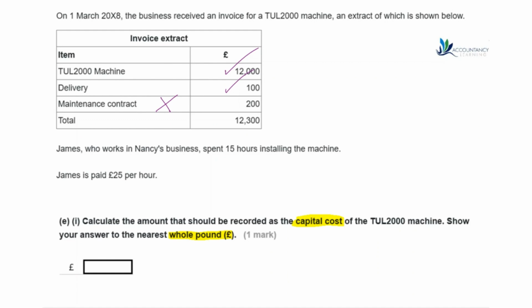The other thing we need to think about though is James and what he's done. So he's spent 15 hours installing the machine. Without that installation, we wouldn't be able to use the machine. So we have to include his costs. So 15 hours multiplied by £25 per hour equals £375. So that's how much it's cost for James to install that machine.